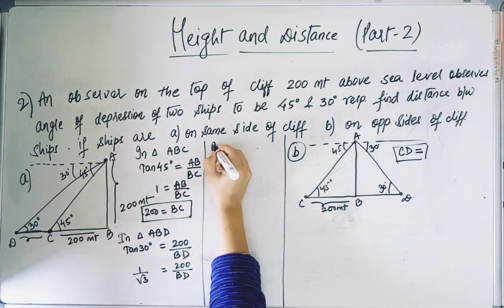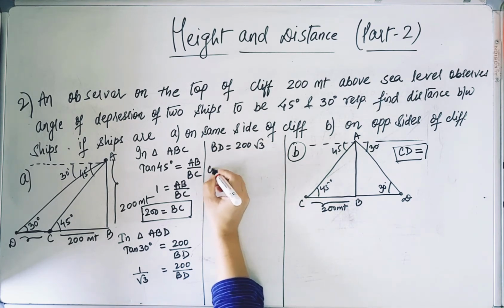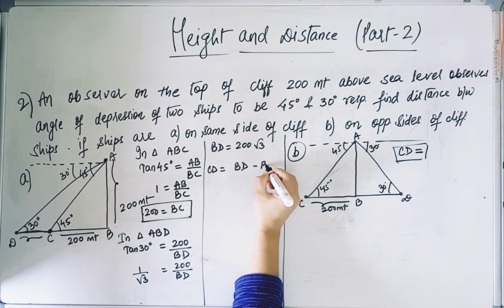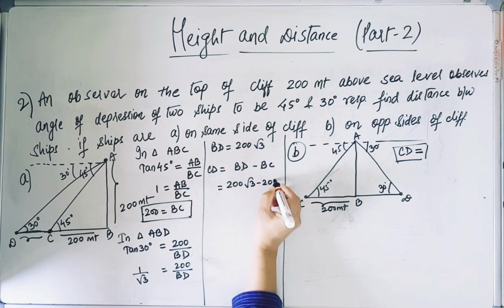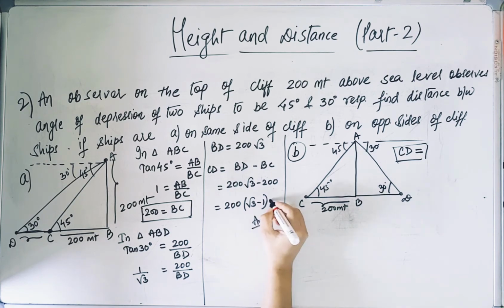So BD is equal to 200 root 3. Now we have to calculate CD. So CD will be BD minus BC. BD is 200 root 3 minus 200. So I'll take 200 as common, so it will become 200(root 3 minus 1) meter.